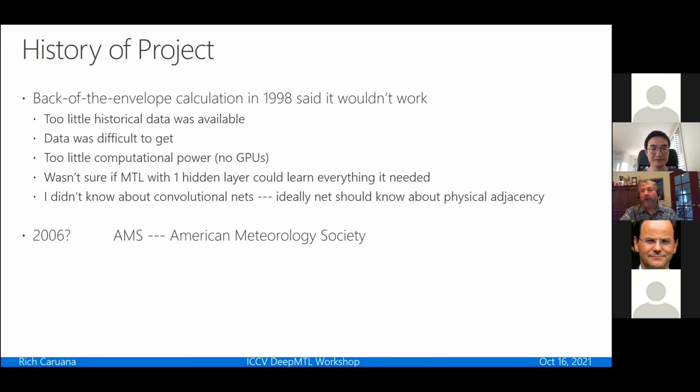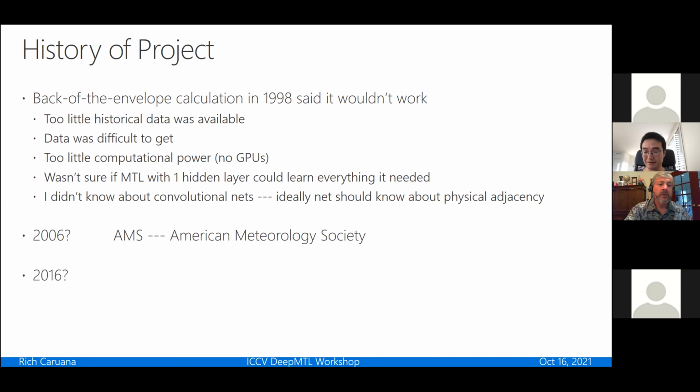So I waited, I worked on other things. And around 2006, I started getting myself invited to the American Meteorological Society meeting. And I was doing work on ensemble learning that they were interested in. By the way, weather forecasters were some of the very first people to work on ensembles. So I went there thinking, okay, maybe the time is ready for this. I quickly concluded, no, it's still not going to work.